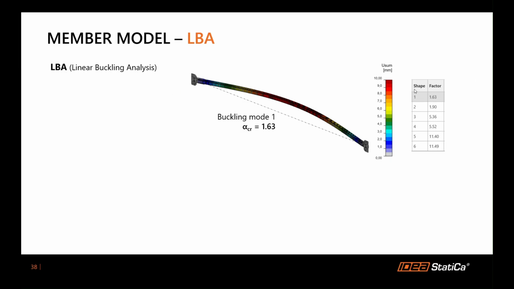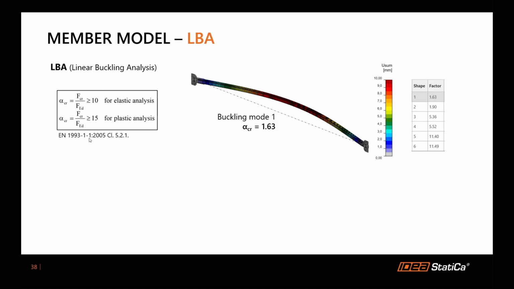You see here there are 6 buckling shapes with the corresponding factors. Buckling shape 1 is the one you see here, so it's the first sinus shape with a factor alpha critical of 1.63, which is really low for global buckling, because that means if we multiply 1.63 with the force that is applied, we will end up in a buckling problem.